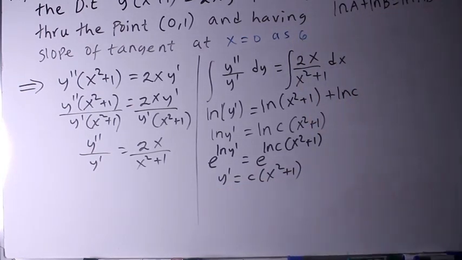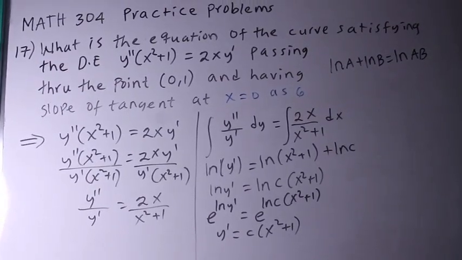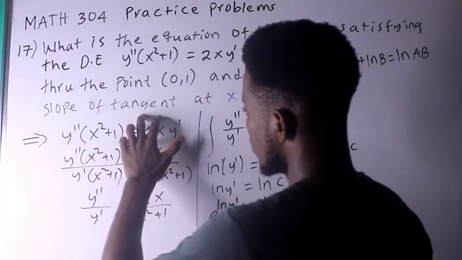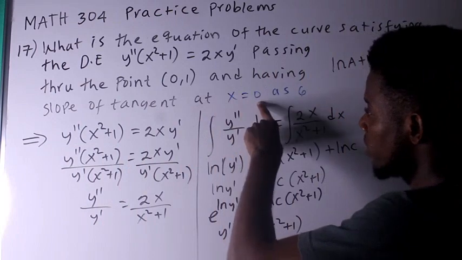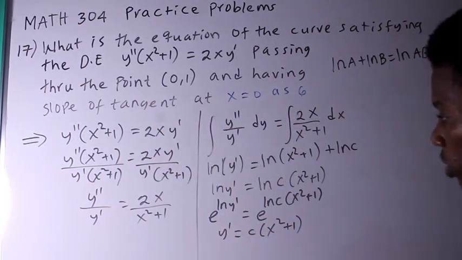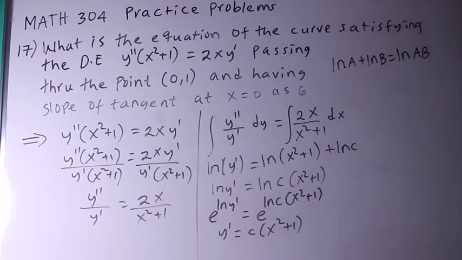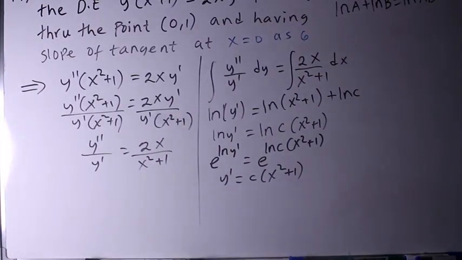But we are told that the slope of the tangent line, which is the derivative of the function at x equals 0, is 6. So the slope of the tangent line at x equals 0 is 6. So what we'll do is replace y prime with 6 and replace x with 0 from where we have there.